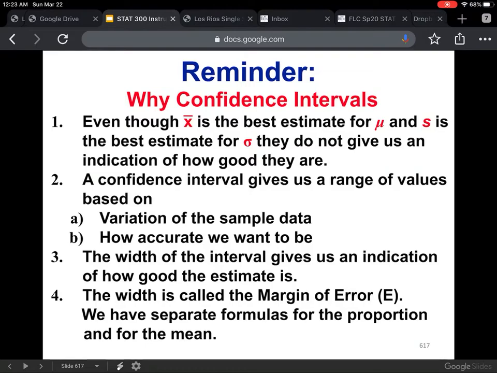On the other hand, number 2 here says, a confidence interval gives us a range of values based on variation of the sample data, and also how accurate we want to be, the confidence level, right? So the width of the interval gives us an indication of how good the estimate is. The narrower the confidence interval, that means we're pretty sure. The width is called the margin of error, and we have separate formulas for the proportion and for the mean.